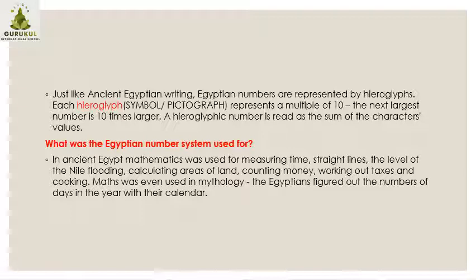What was the Egyptian number system used for? Why were they using these types of symbols, pictographs or hieroglyphs? In ancient Egypt, mathematics was used for measuring time, as we do today, and the level of the Nile flooding. As I said, Egypt is located at the banks of the Nile River. Nile is the longest river in the world. Maths was also used for calculating areas of land, counting money, working out taxes, and cooking. Cooking also needs measurement. Maths was even used for mythology. The Egyptians figured out the number of days in a year with their Egyptian calendar. So for all these purposes, they needed numbers, and they used the Egyptian number system.